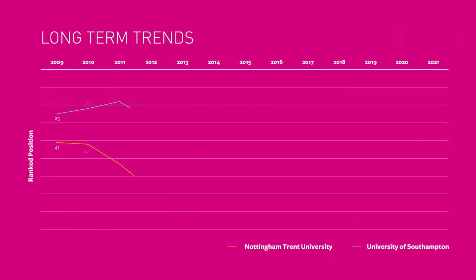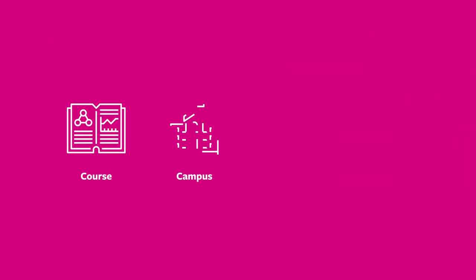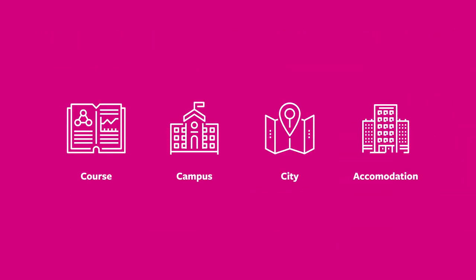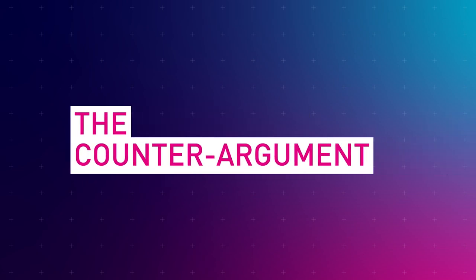You should consider looking back beyond the current year to get a clearer sense of the university's longer-term performance. If a course, campus, city, accommodation and all the other factors that come into your consideration feel right, then you need to think carefully about just how important a league table is. Which brings us on to number 5, the counter-argument.